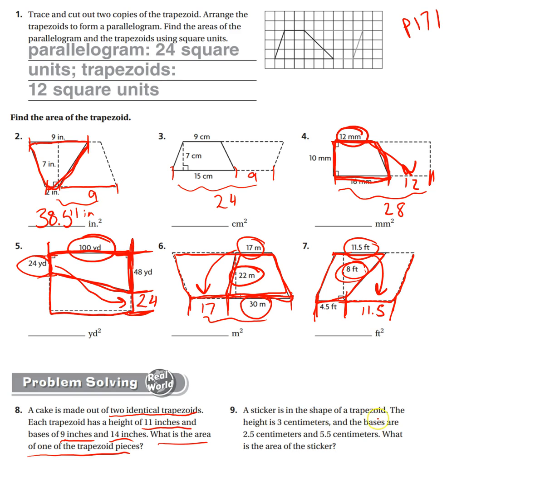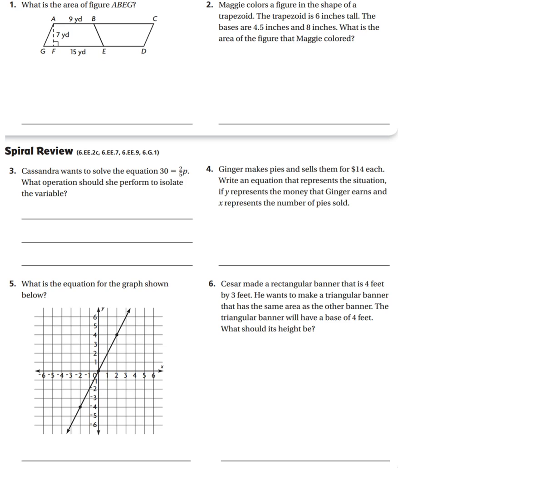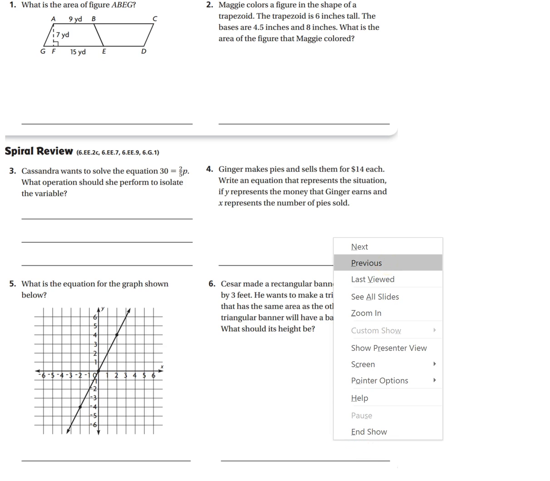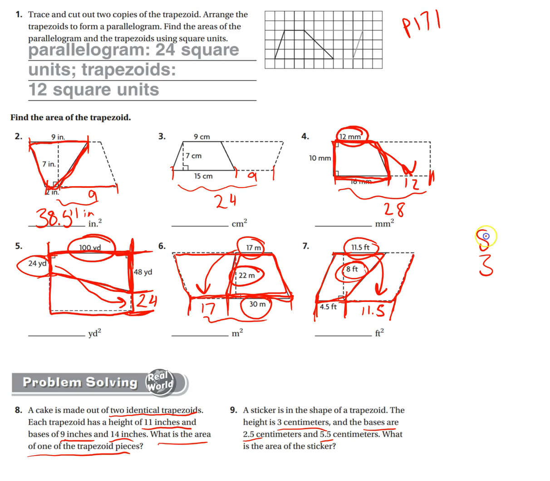A sticker is in the shape of a trapezoid. The height is 3, and the bases are 2.5 and 5.5, so we need to add the two bases. 2 and 5 is 7, and then 1/2 plus 1/2 would be another 1, so that would be 8. And then it says, what is the area of the sticker? So we multiply, we get 24.